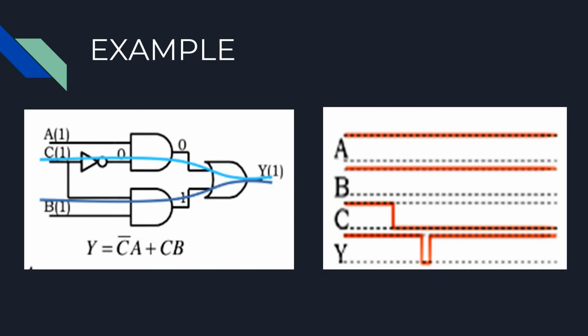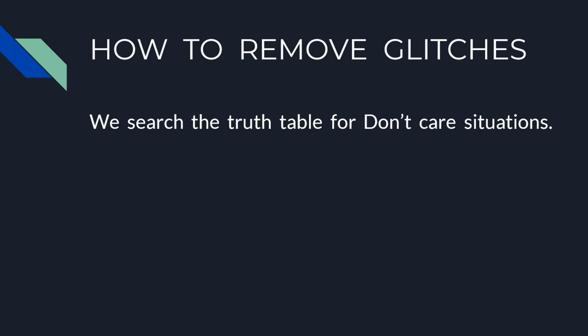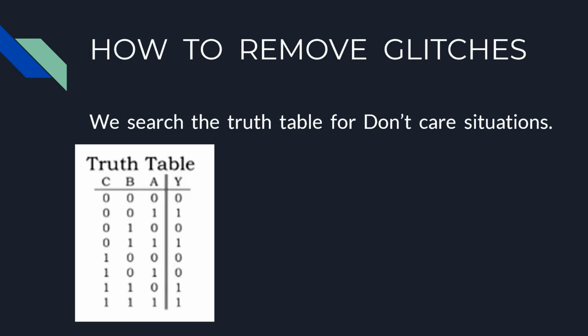It may last for a small period of time. This is the glitch. It would be good to avoid glitches. Now, how to remove glitches? To avoid glitches, we go back to the truth table. We search the truth table for don't care situations.